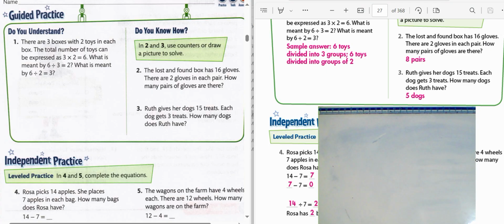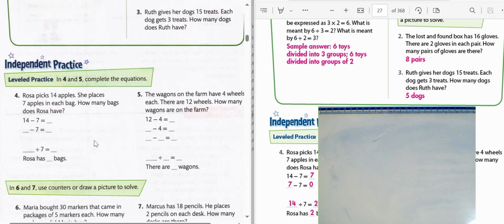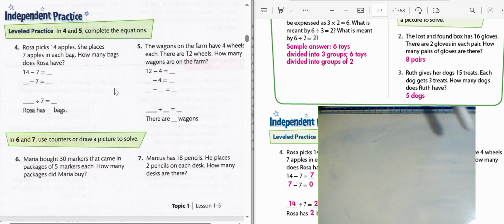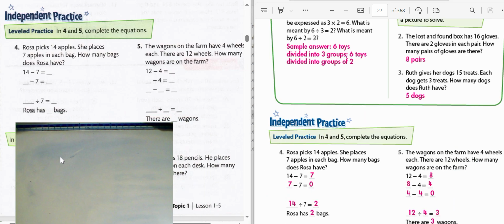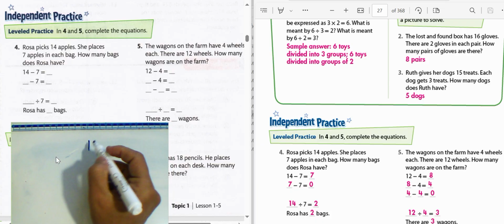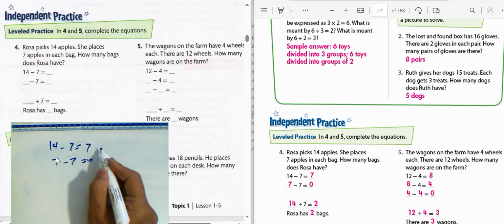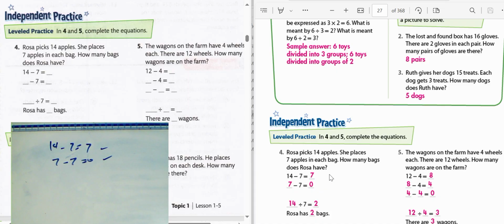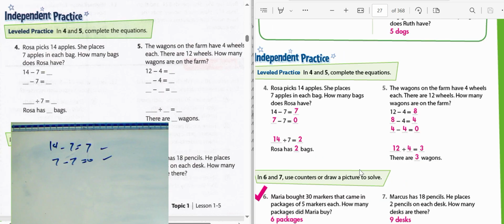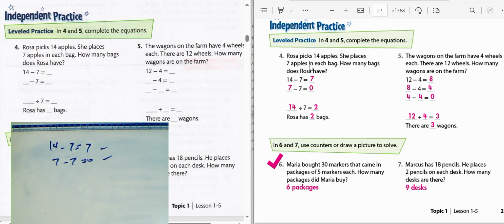Okay, next question, independent practice. We have extra examples here. Question number 4. Rosa bakes 14 apples. She places 7 apples in each bag. How many bags does Rosa have? We can use subtraction here, 14 minus 7. Write the steps here. 14 minus 7 equals 7, and then 7 minus 7 equals 0. Then we have 1, 2. So 14 divided by 7 equals 2. The result is 2 bags.